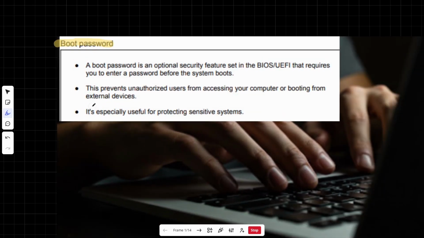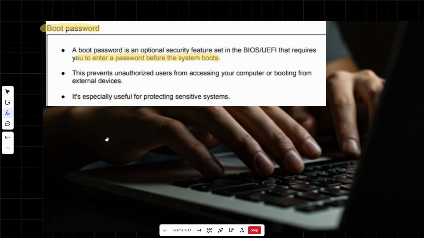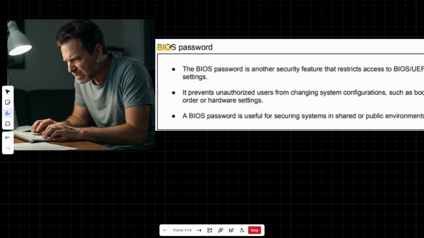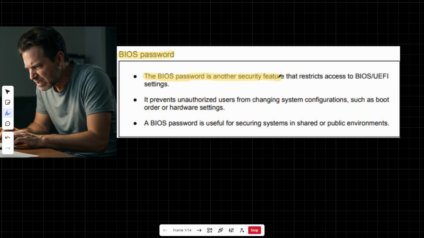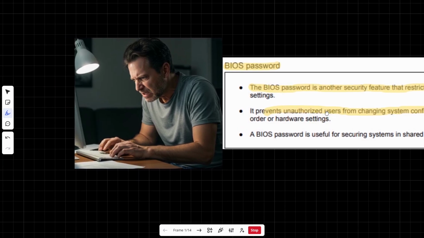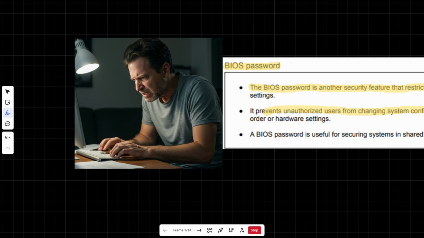You can use the BIOS or UEFI to set up a password that you need to enter before your system boots up, which would, of course, increase safety features, right? That's it, really. Same thing for a BIOS password. The BIOS password is another password you can activate, which would prevent unauthorized users from changing system configuration. So if you want to access your BIOS, you would actually need to put in a password. You can't just have anyone go into your computer, press the right keys, go into the BIOS, and then start changing things. No, they first need to enter a password.